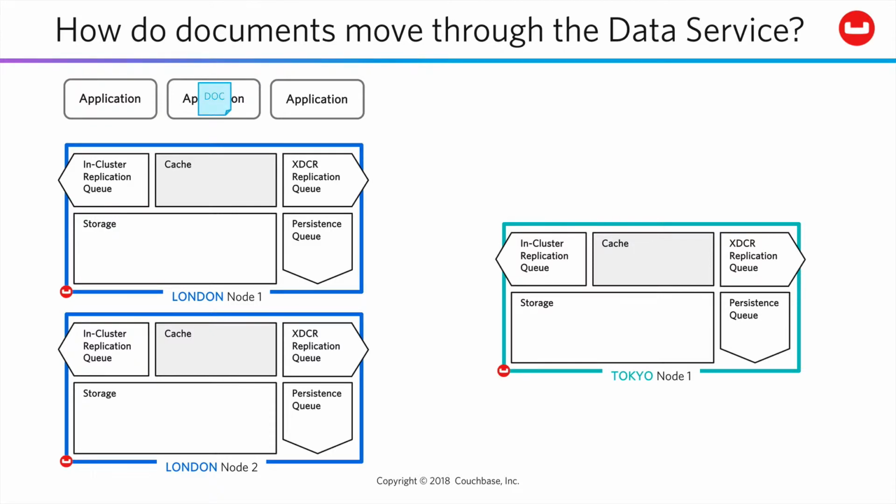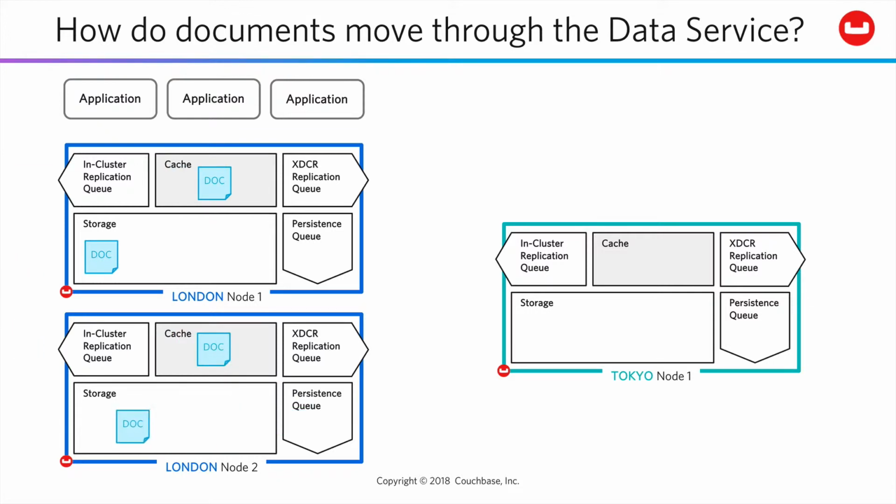Your application creates a document and hands it to the Couchbase SDK. The SDK relies on the cluster map to pass that document to the cache of an available node in your target cluster. From the cache, at least in this scenario, which assumes configuration for both in-cluster and cross-data center replication, the document enters the persistence queue for local storage and is saved to disk.